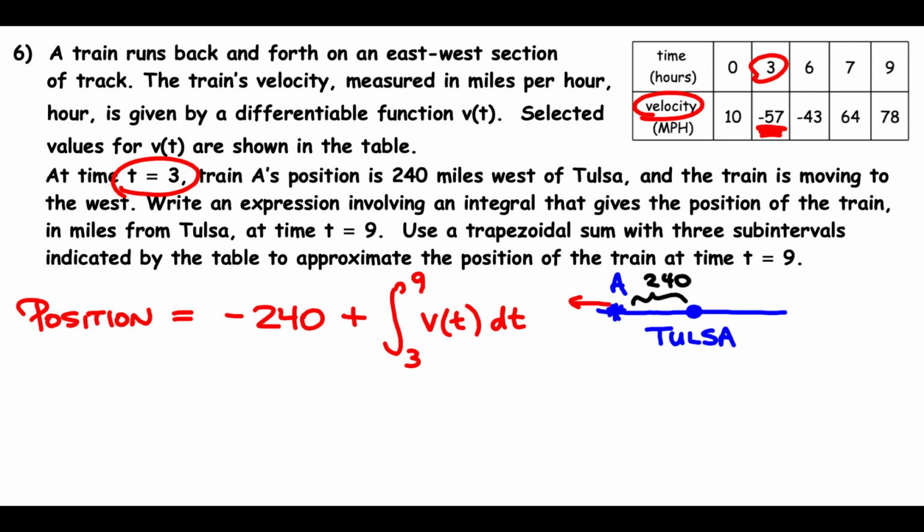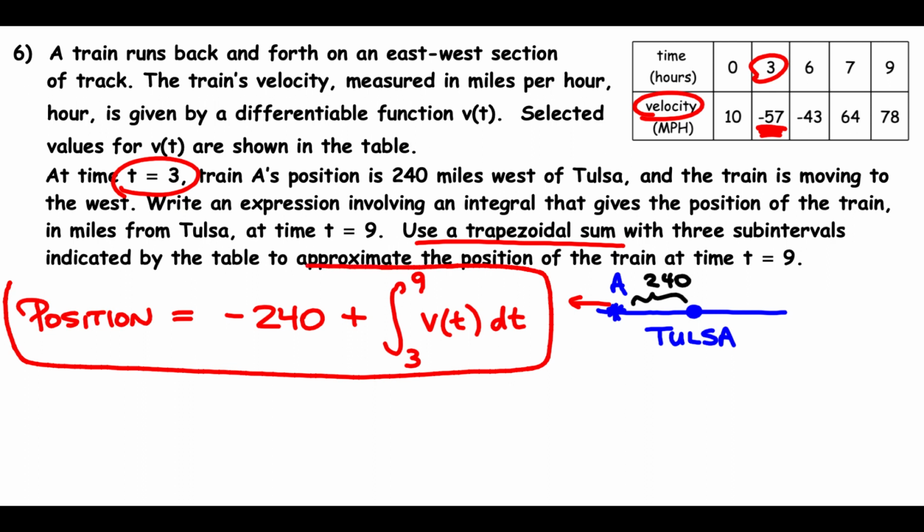The problem is, I said the velocity formula, there isn't one. Looking around, there's no velocity equals anywhere. And that's why they told us to use a trapezoidal sum. So first off, we have the first part done. It says write an equation using an integral for the position of the train from Tulsa. We did that. And then the trapezoidal sum will help us figure out what this integral of velocity ends up being. Okay, so the final answer will be negative 240 plus what we get from the trapezoidal rule.